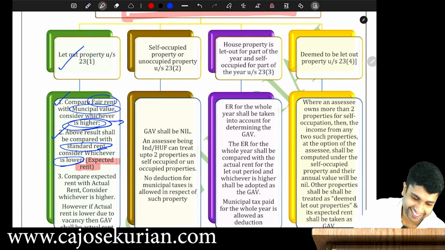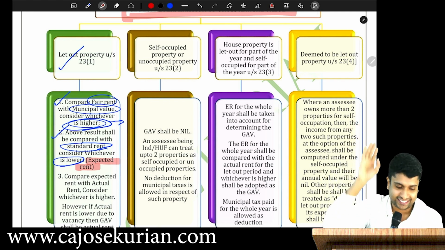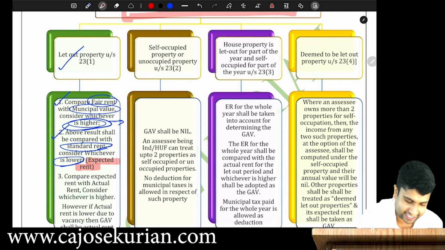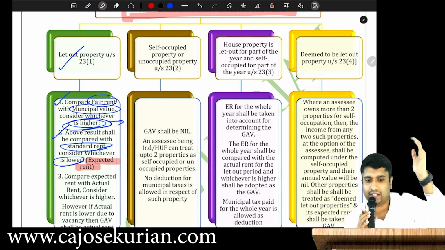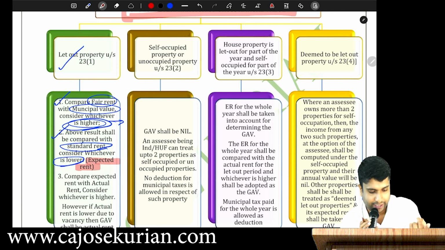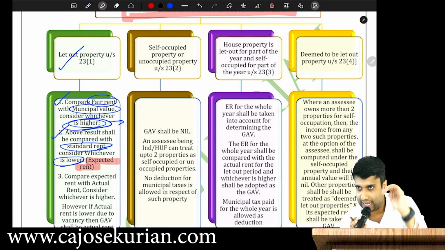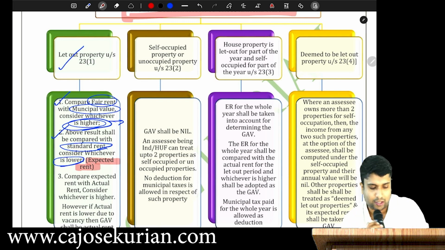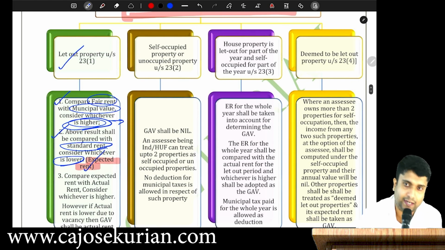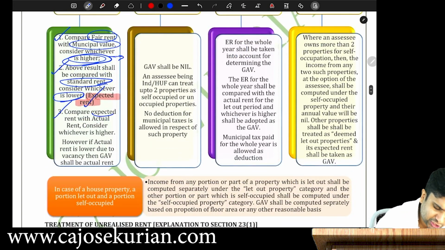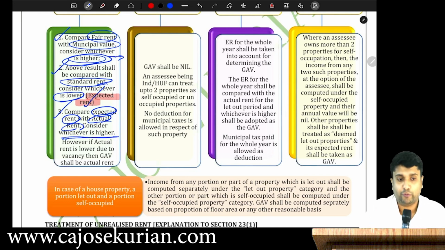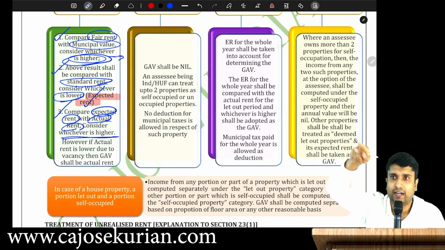Alright, forget about all those things and let's focus on the topic. Find out the fair rent, compare it with the municipal value and pick the higher. Compare that higher figure with the standard rent and pick the lower. That lower is called the expected rent, because the income tax department is expecting at minimum that rent from your let out property. Now compare that expected rent with the actual rent and pick the higher.